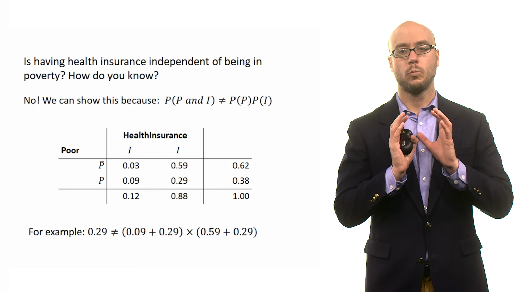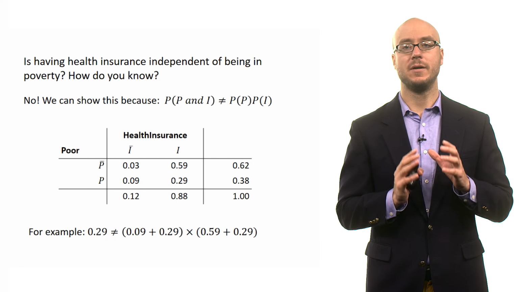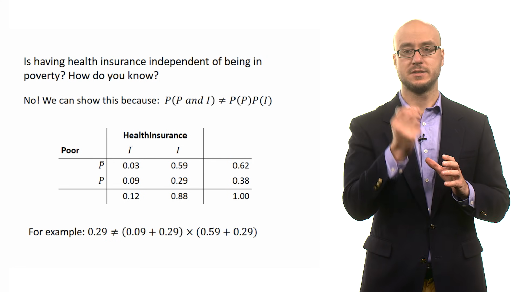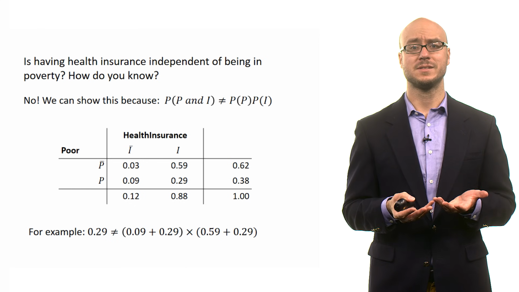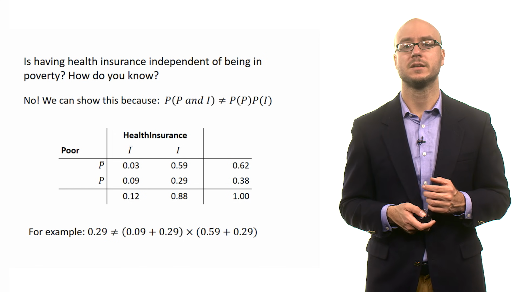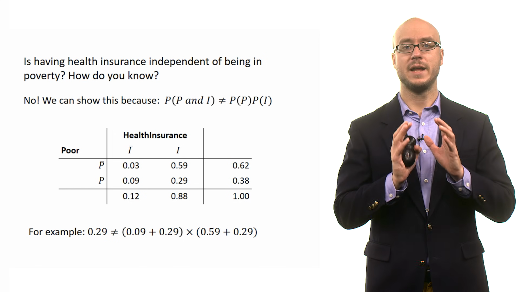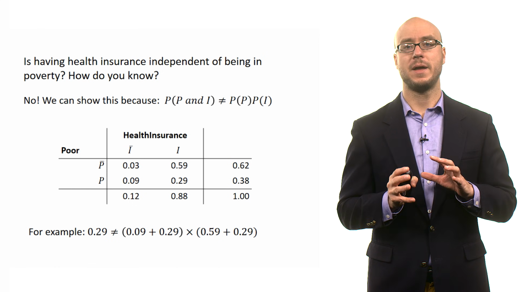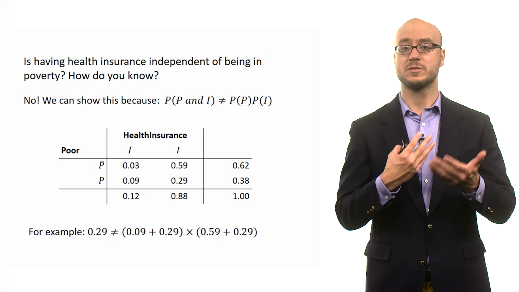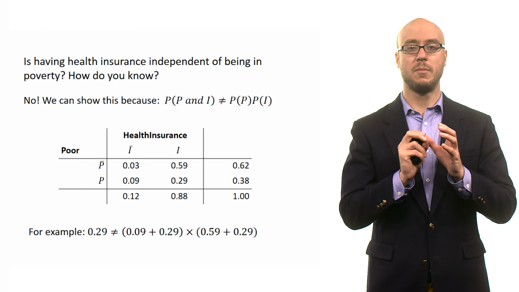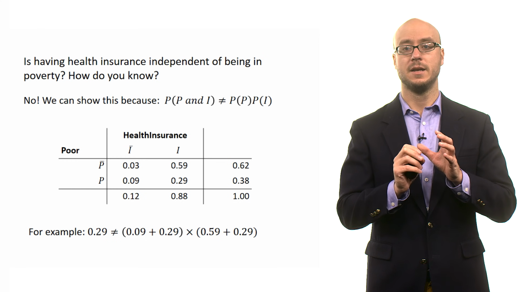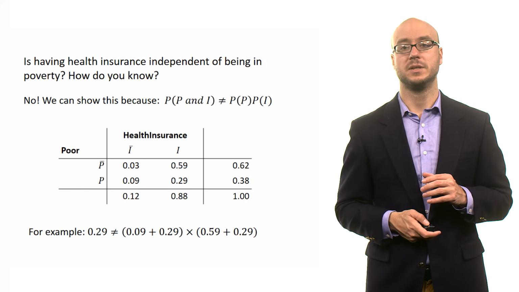Now you might ask, is having health insurance independent of being in poverty or being poor? How do we know? Well, we can use what we know about independent events multiplying together to find a joint probability, to actually test a probability table to say, are these 2 variables in fact independent? So we can show that having health insurance is not independent of being poor. To put it another way, there's some relationship between these two variables by looking at the probability of P and I. Does it equal the probability of P times the probability of I?